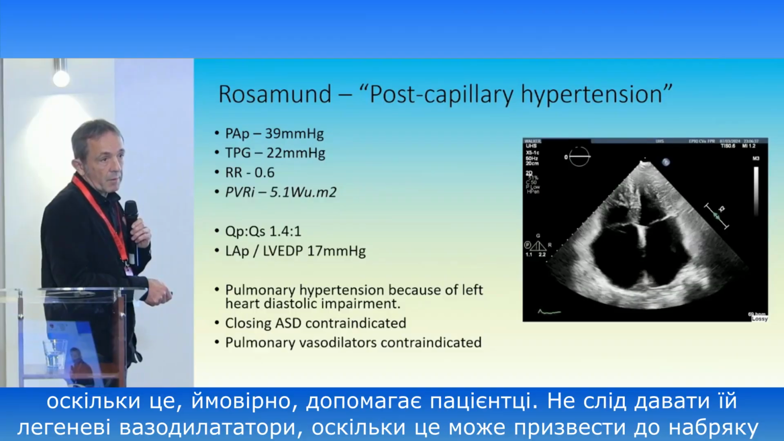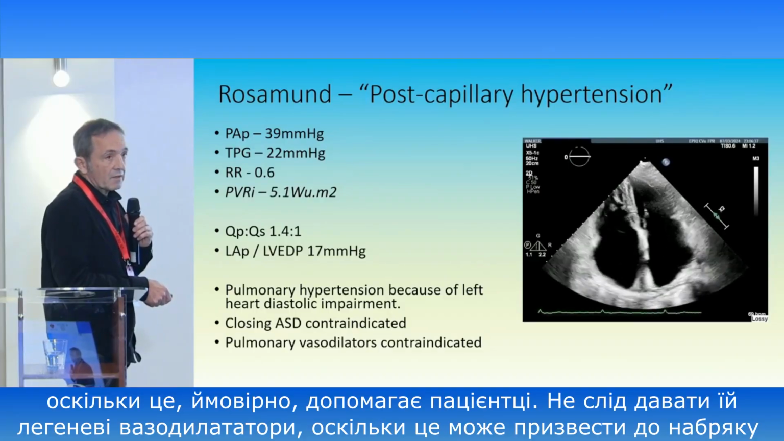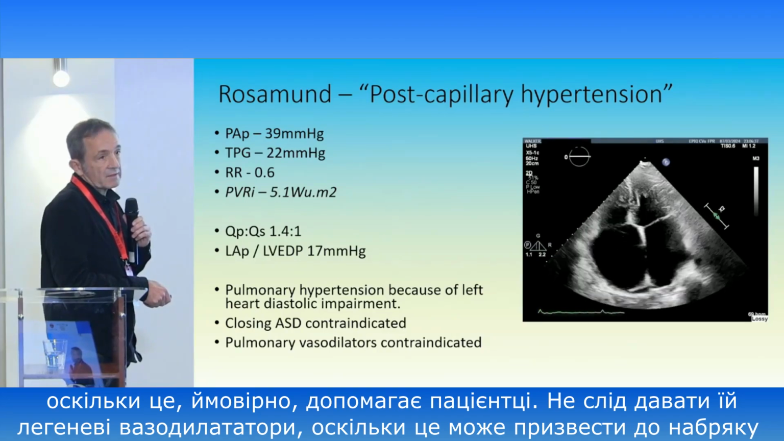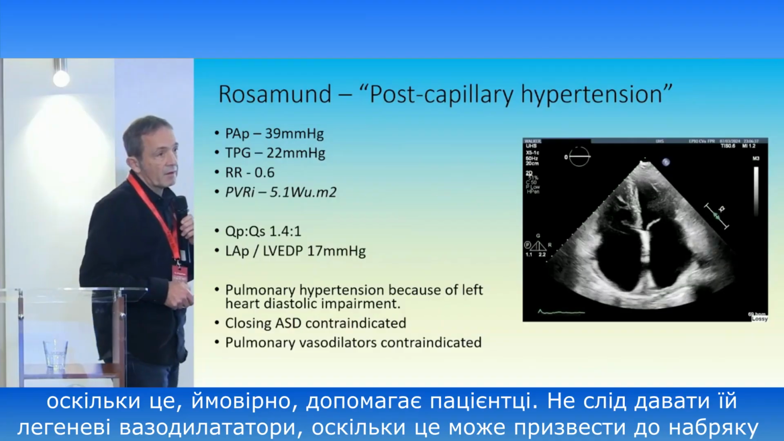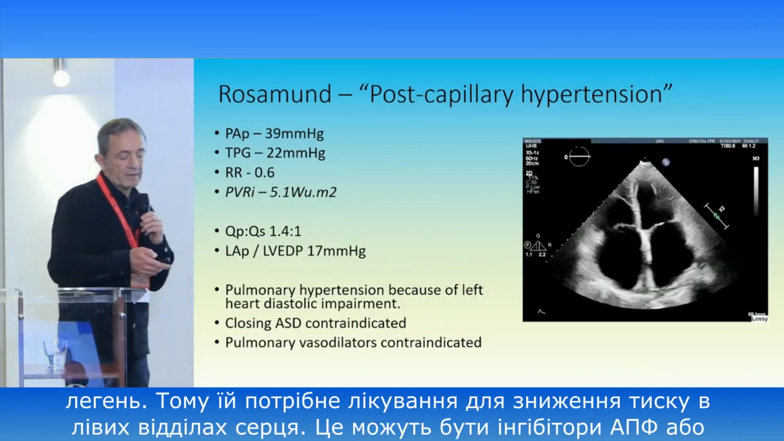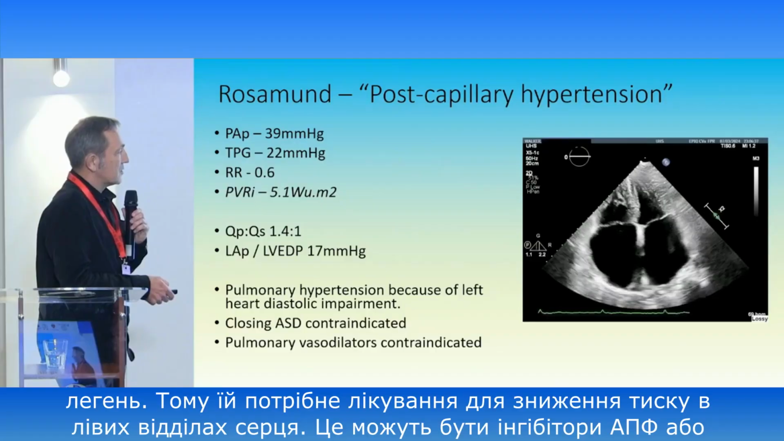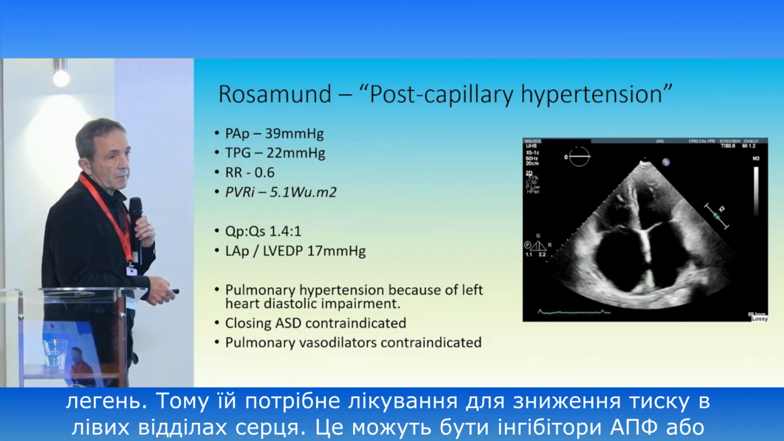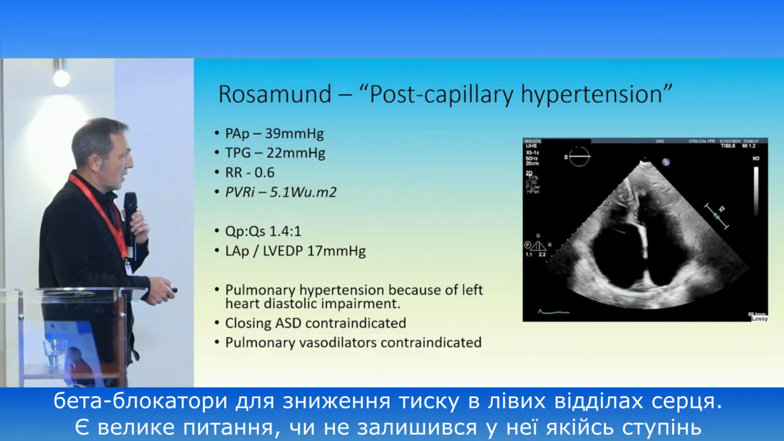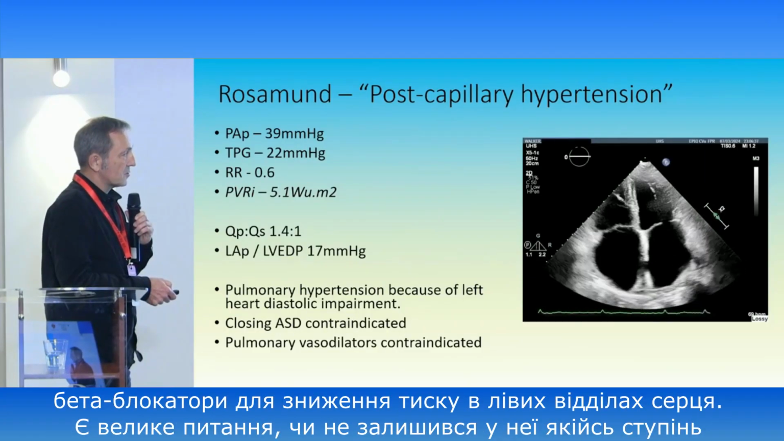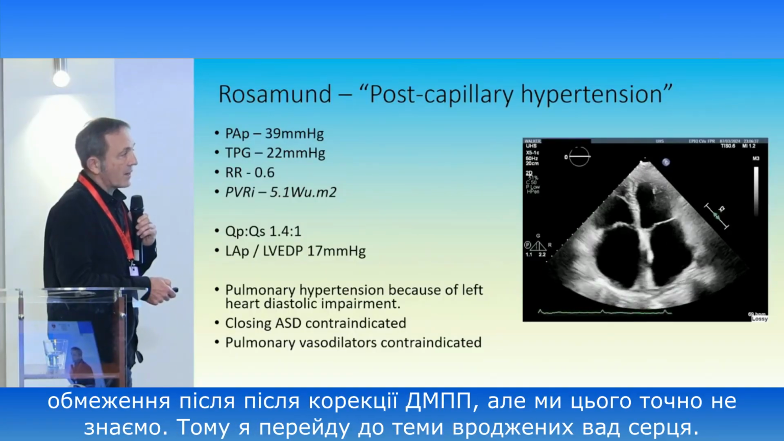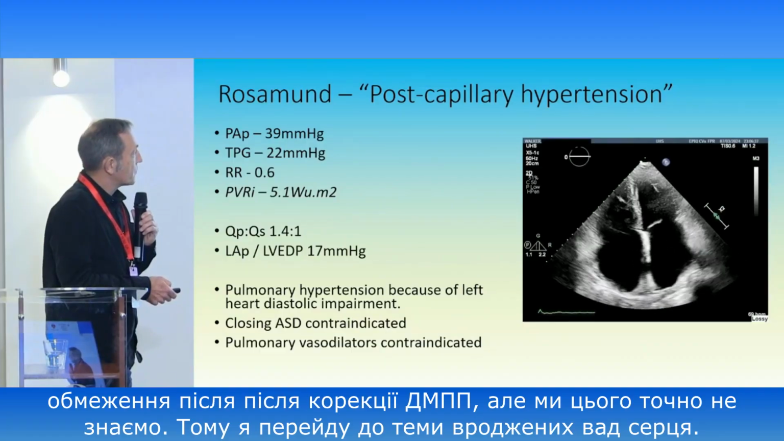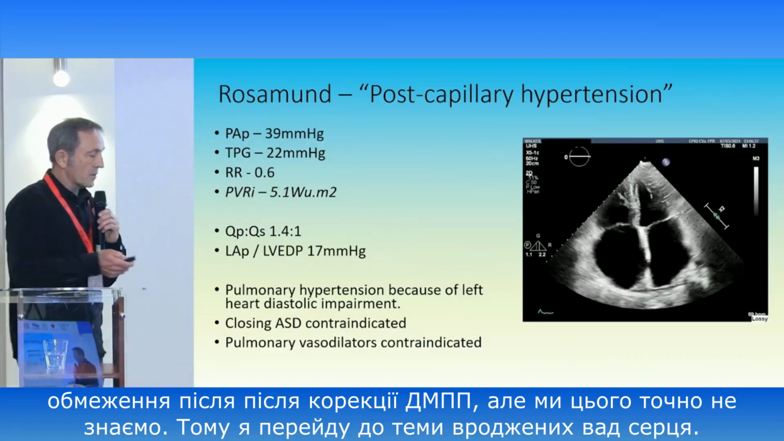It's post-capillary pulmonary hypertension. You wouldn't close the ASD because it's probably helping her. And you wouldn't give her pulmonary vasodilators because you are probably going to give her pulmonary edema if you start her on pulmonary vasodilators. And so she needs treatment for her left heart. She needs to be on ACE inhibitors or beta blockers to reduce the left heart pressures. And I think there's a big question whether she has some constriction left over from her ASD repair previously, or a restrictive cardiomyopathy, but we don't know that. So I'm going to move on to congenital heart disease now.